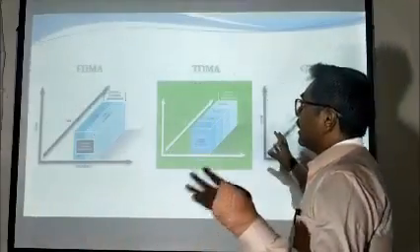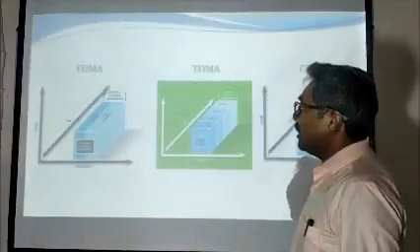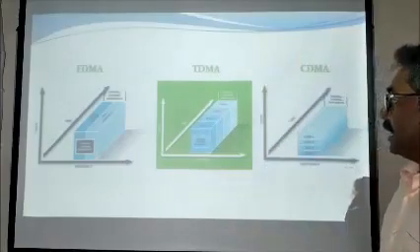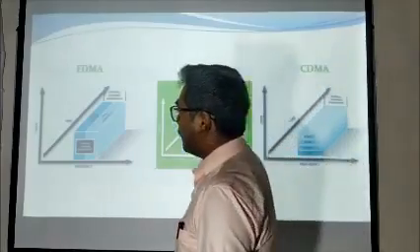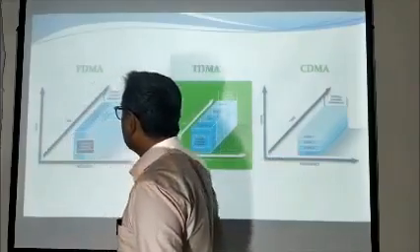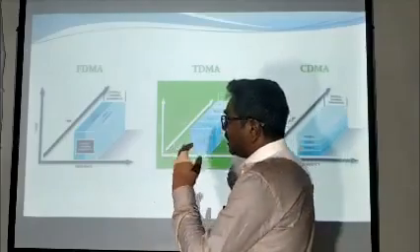Now this is a diagram that explains FDMA, TDMA and CDMA. In this particular graph structure, we have three axes: one is the code, one is the time, and another is the frequency.